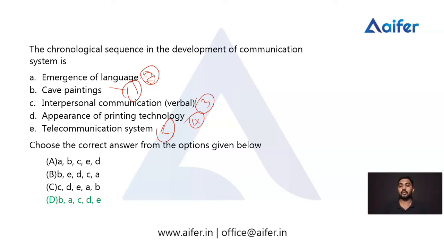Now there are more advanced communication systems. But out of these 5 systems, we can say that cave paintings were first. After that, the emergence of language, then interpersonal communication, then appearance of printing technology, and the last one, telecommunication system. This is the chronological sequence in the development of a communication system.